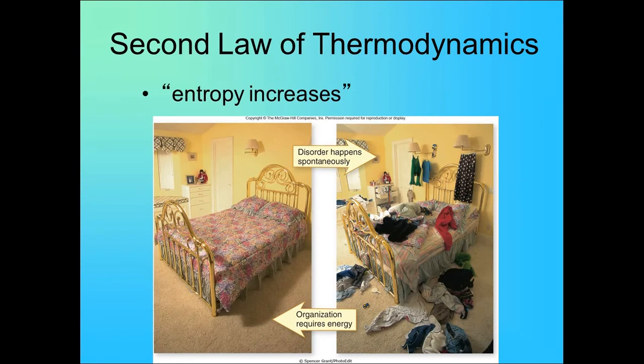Disorder is more likely to happen than order because disorder doesn't require any energy, where being organized does. If you look at the picture, you can see which bedroom required energy to keep it ordered and which one had entropy occurring spontaneously. Entropy happens in living things as well.